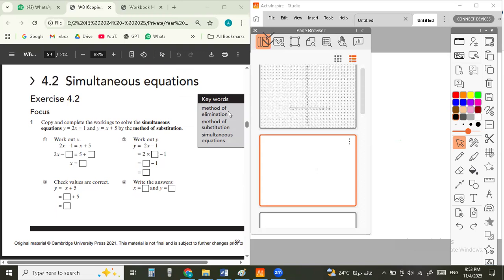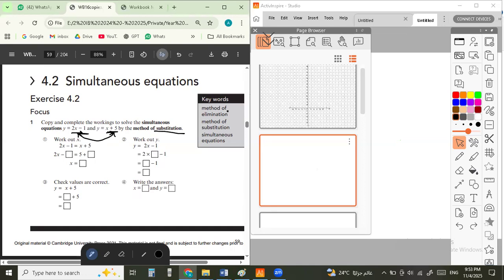Okay, let's start here with answering the questions. They're saying to copy and complete the workings to solve the simultaneous equations y equals 2x minus 1, y equals x plus 5 by the method of substitution. So here, they're telling you that y equals this and also y equals this. Well, this means that both of them are equal, that 2x minus 1 is the same as x plus 5. Both of them are actually y.